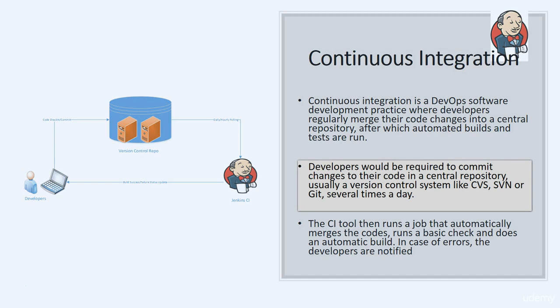The developers would be required to commit changes to their code in a central repository, usually a version control system like CVS, SVN, Git, several times a day. The CI tool then runs a job that automatically merges the code, runs a basic check on it, and does an automatic build. In case of any errors, the developers are notified immediately along with detailed logs. What this essentially means is that continuous integration is not just a bunch of tools that are used to run automated jobs and perform checks. It's also a mindset that has to be instilled in development teams.